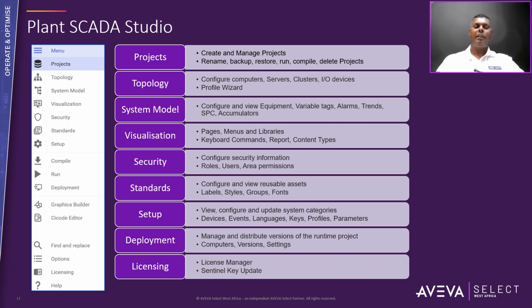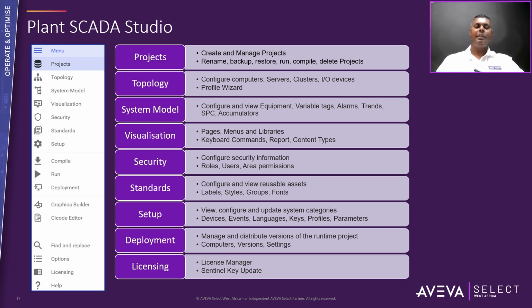The system model activity allows you to configure and view equipment, variable tags, alarms, trend tags, SPC tags, and accumulators. The visualization activity allows you to configure keyboard commands and edit menu configuration properties and report formats. The security activity allows you to configure and view security information such as user roles and user and group permissions.